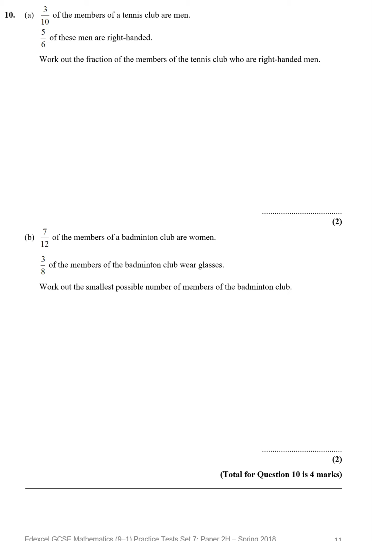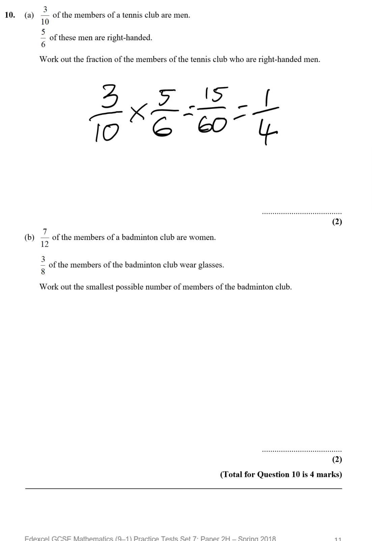3/10 of the members of a tennis club are men. 5/6 of these men are right-handed. Work out the fraction of the members of the tennis club who are right-handed men. Right, so it's 3/10 times 5/6, which gives us 15/60, which is actually a quarter. So a quarter of the members. And when you actually look at it, if you've got 3/10 of the club are male, but 5/6 of that 3/10 are right-handed, it's basically going to be 2.5/10, which is a quarter.